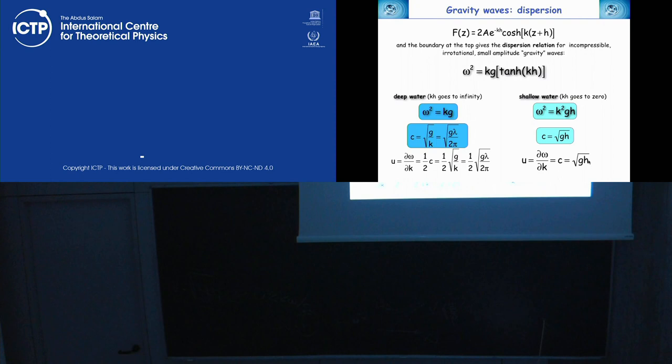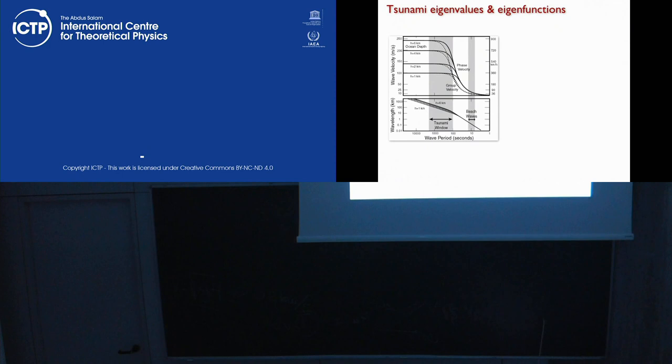Now what about tsunamis? What about beach waves? Okay, that's the answer. Now, that's the most important slide for today in the slides devoted to tsunami physics. It's quite simple. It's a cartoon, a picture prepared by Stephen Ward. He is another tsunami expert and visited ICTP quite a long time ago. It was after the Sumatra.